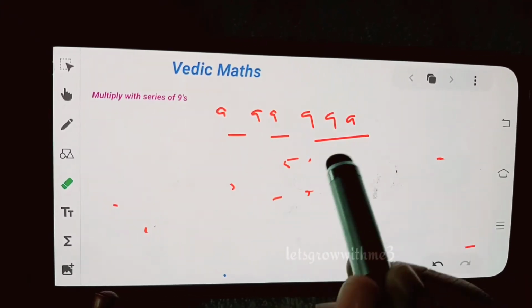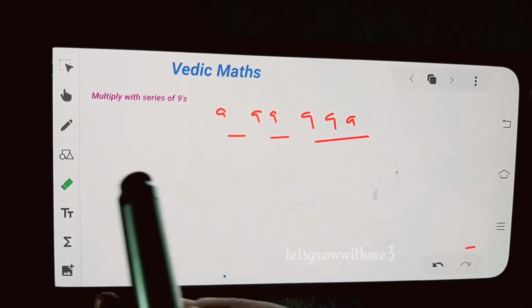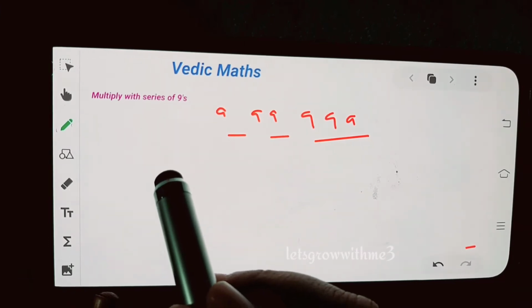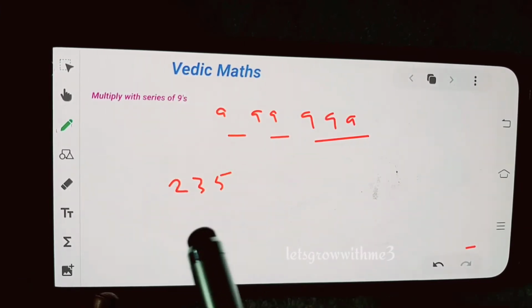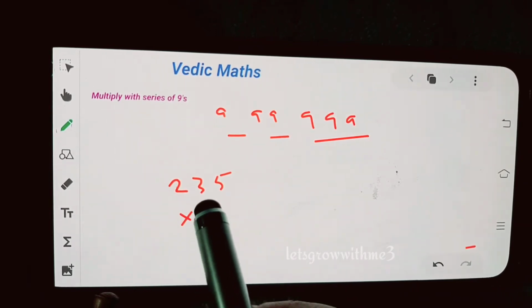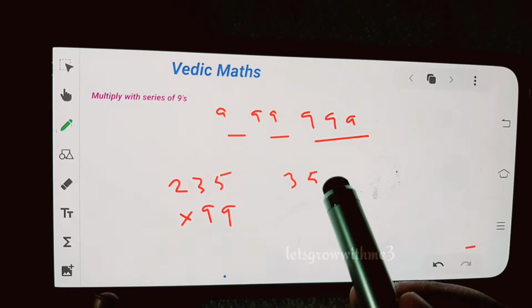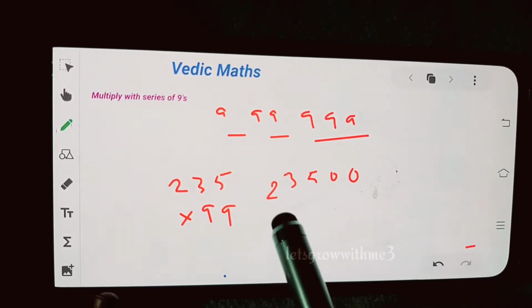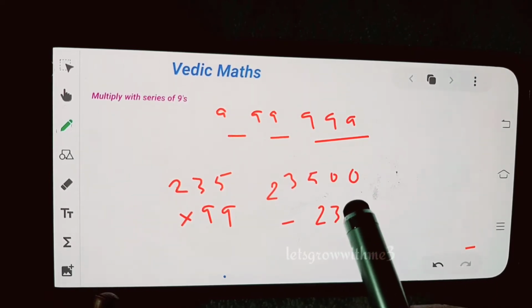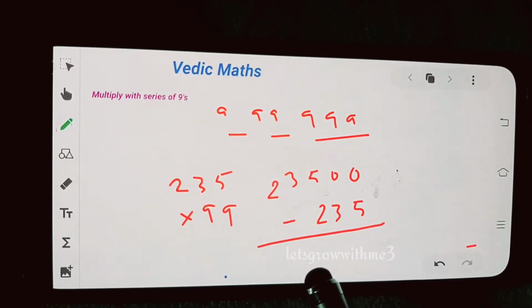If it is a smaller number we won't see much difference, but when the values keep increasing, this method is a bit easier compared to our normal general method. Let's take one more example, 235 times 99. Here we need to append how many zeros? Two zeros, because 99 is very close to 100, which is 100 minus 1. That's our basic concept.